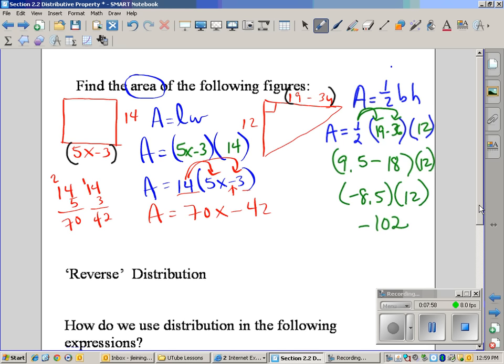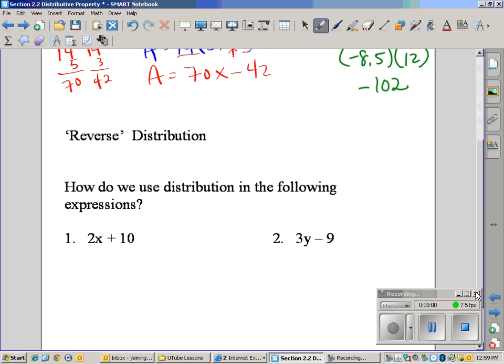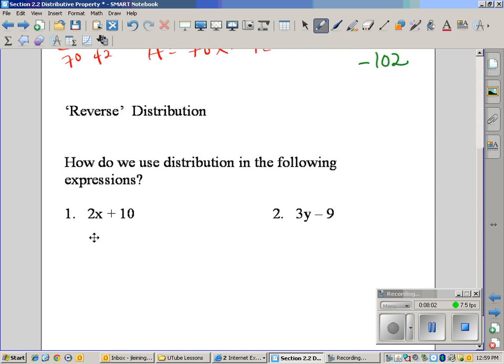I want to finish up with a little bit about reverse distribution. If I were to ask you to distribute this problem right here, you'd say, Ms. Leininger, I can't do it. There's no parentheses there. And when we do distribution, I have to distribute a factor from the outside to the inside. But I'm actually asking you to do reverse distribution here. I'm saying, okay, I'm going to give you the final answer, and you tell me what was multiplied to what to actually end up with 2x plus 10.